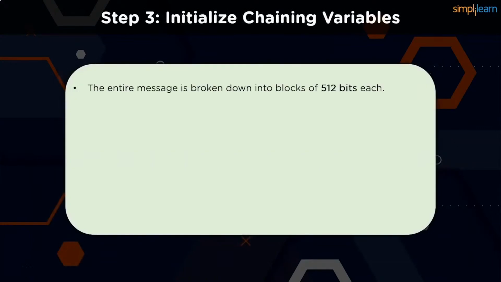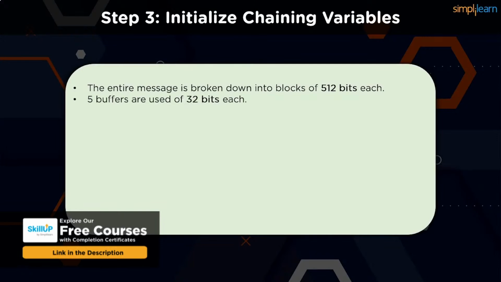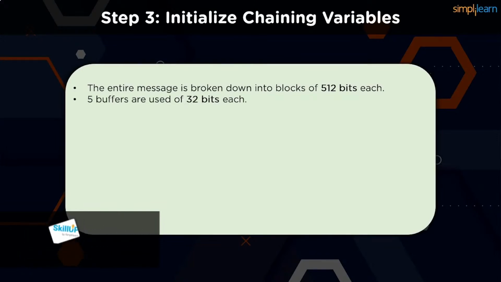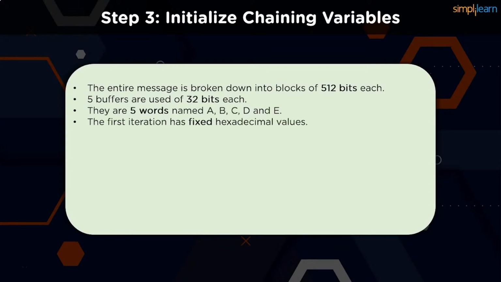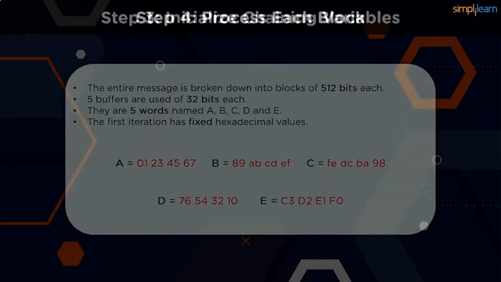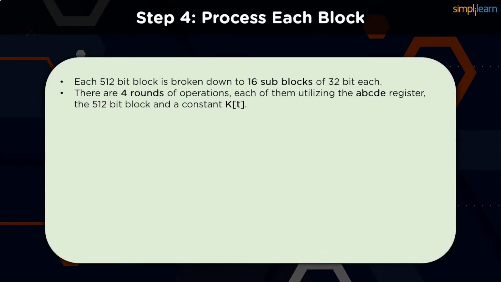In the next step, we have to initialize the chaining variables. The entire plaintext message can now be broken down into blocks of 512 bits each. Unlike other hash algorithms like MD5, which use 4 registers or buffers, the SHA family uses 5 buffers of 32 bits each. They are named A, B, C, D, and E. These registers go through multiple rounds of operation, where the first iteration has fixed hexadecimal values, as can be seen on the screen. Moving on, we have to process each of the 512-bit blocks by breaking each of them into 16 sub-blocks of 32 bits each.